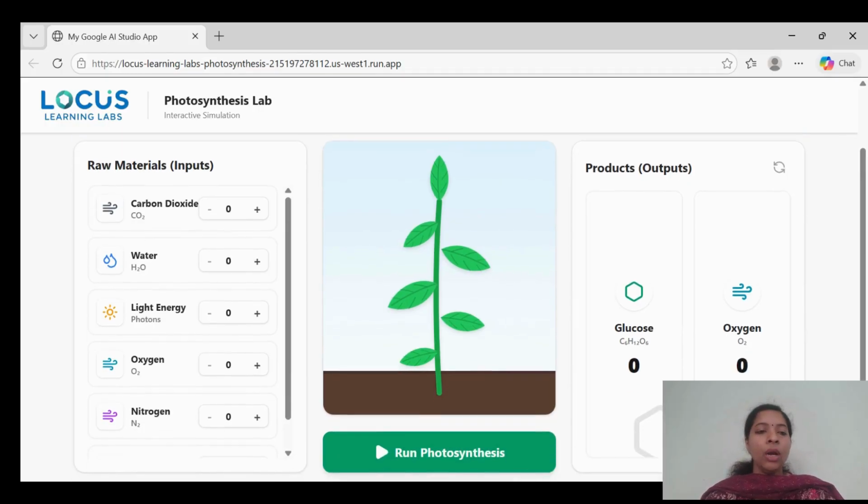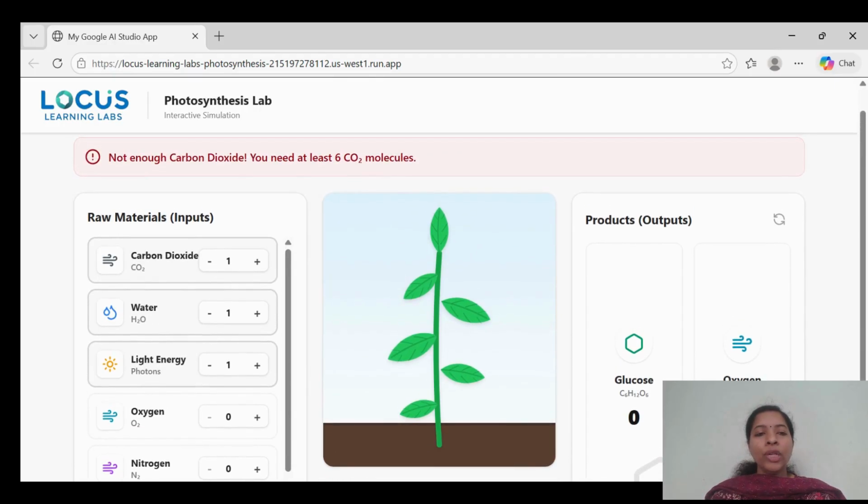In the raw materials list, we know the different raw materials. So we are going to give these. First we take carbon dioxide, then water, then light energy. These are the 3 raw materials, and the chlorophyll is present in the leaf only. Now we can run this photosynthesis. Nothing is happening. What is the problem? Let's see. Here it is written: not enough carbon dioxide. You need at least 6 carbon dioxide molecules.